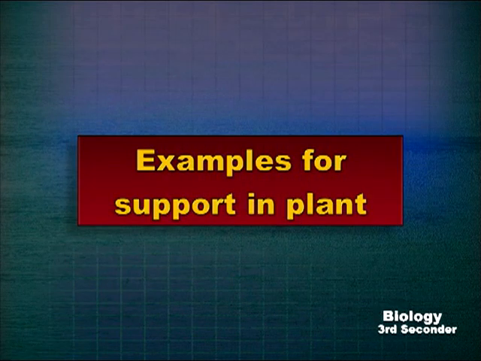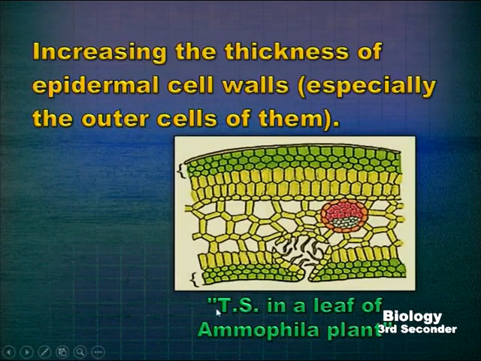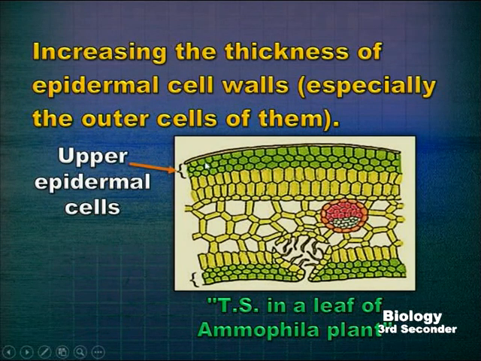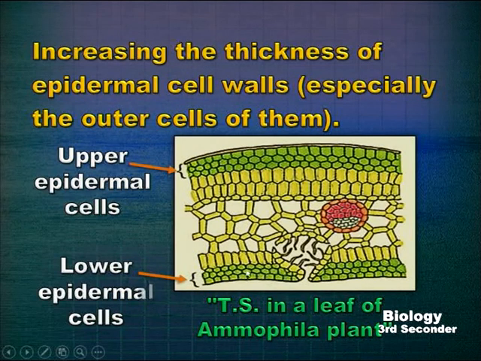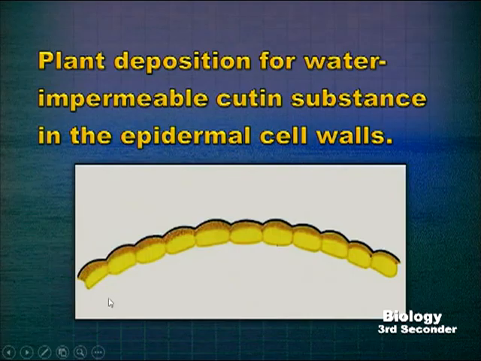Examples of support in plants. This is the transverse section in a leaf of the Ammophila plant. As you see here, the thickness of the epidermal wall is increased. This one is the upper epidermal cells, and this one is the lower epidermal cells, increasing the thickness of the upper and lower epidermal cells to protect the inner part of the plant. This is one function of the support.